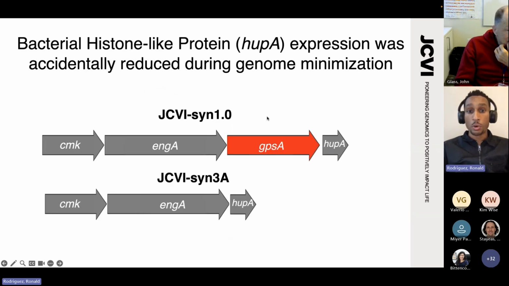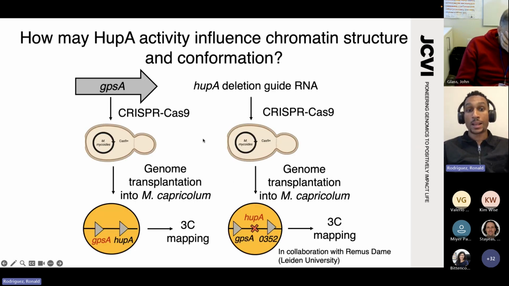When you look at the genome of SYN 1.0 in comparison to SYN3A, upstream of Hub-A in SYN 1 is this gene called GPSA. That gene was removed during the minimization process to generate SYN3A. What we want to do is add GPSA back into the minimal cell using CRISPR, transplant that into a capricolum cell, and then repeat this 3C mapping experiment to see if we can restore chromosome interactions after addition of GPSA.